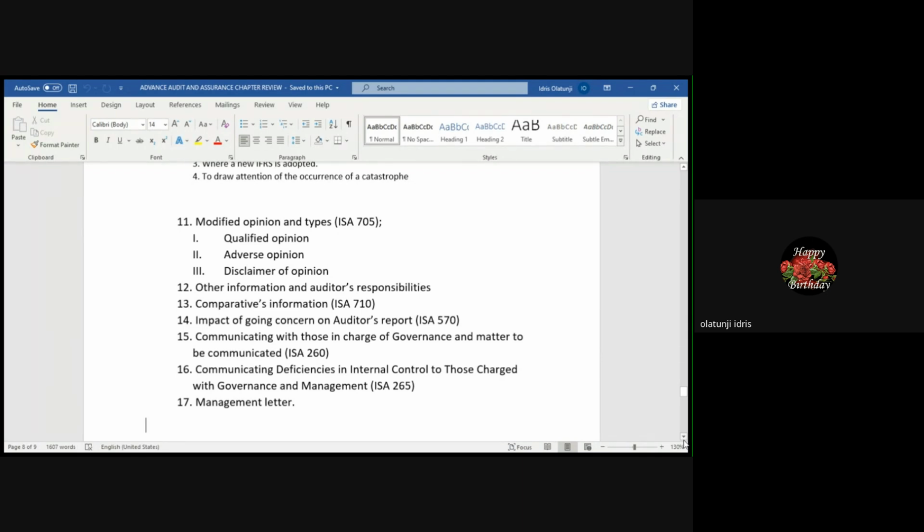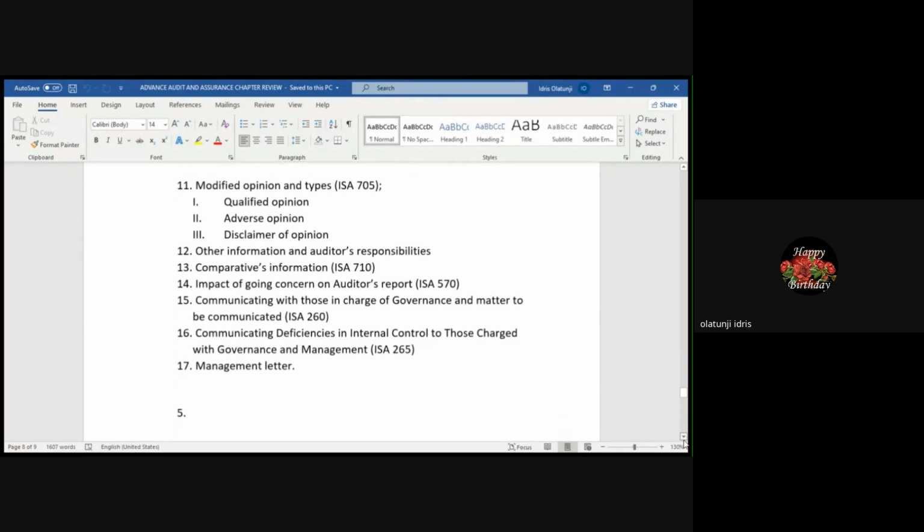If there's any deficiency in internal control, the way to communicate it is according to ISA 265, which is communicating the internal control deficiency to what? To the people in charge of governance.